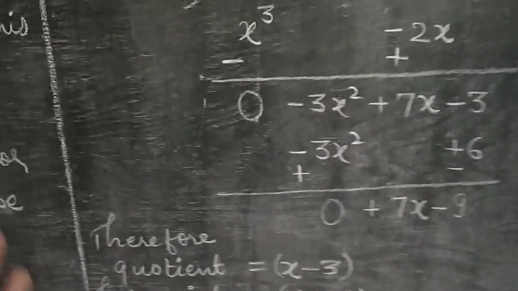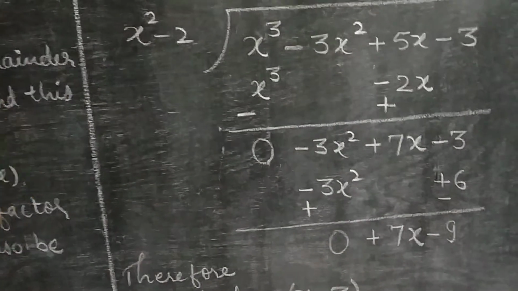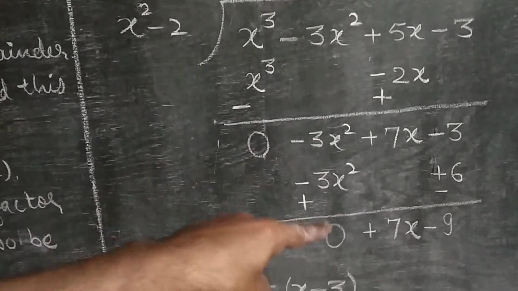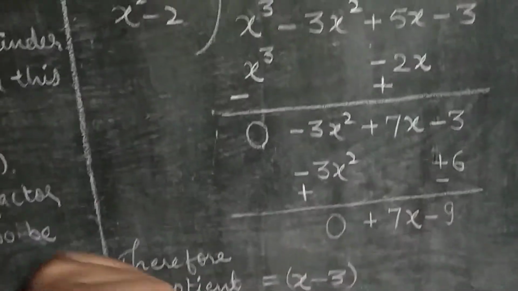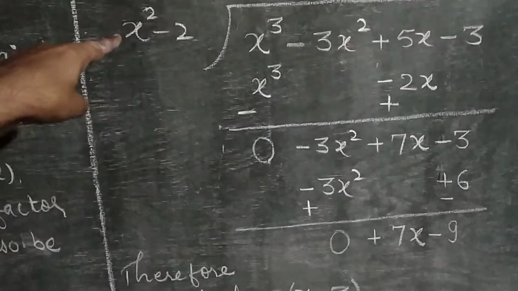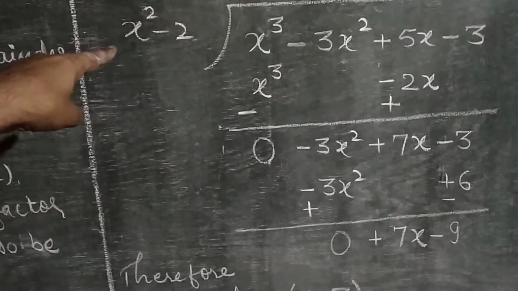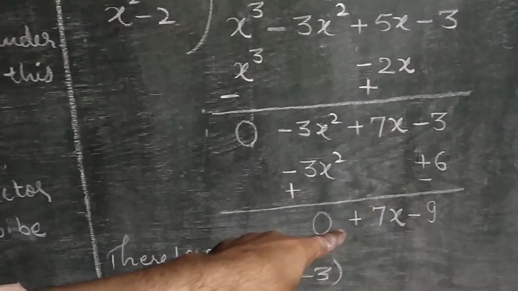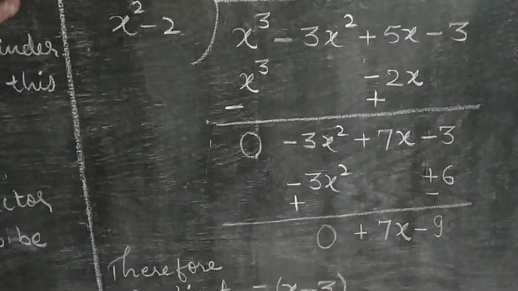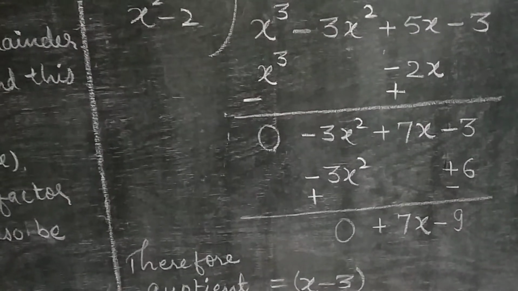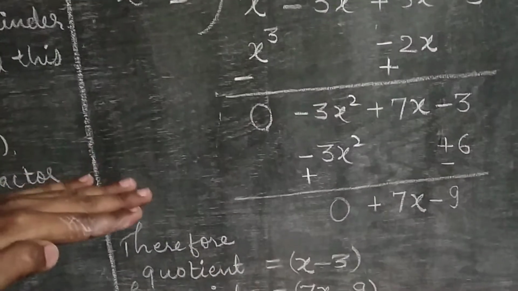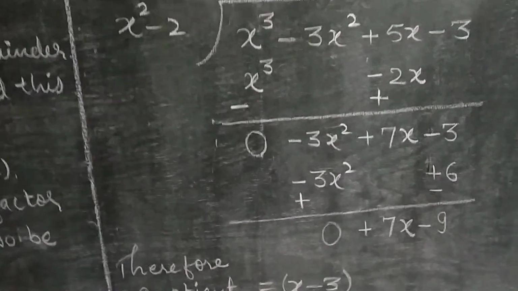Now we are observing that the degree of the remainder, that is 7x, is a degree 1 polynomial, and look, the degree of the divisor is 2. So the degree of the remainder is less than the degree of the divisor. So we will stop this division process. So we are getting our required quotient and the remainder.